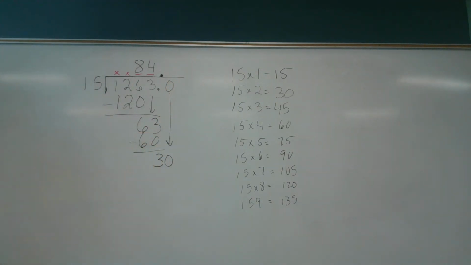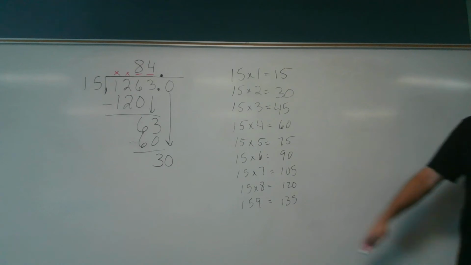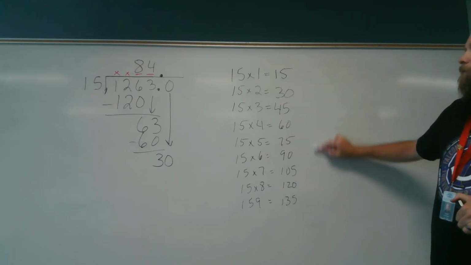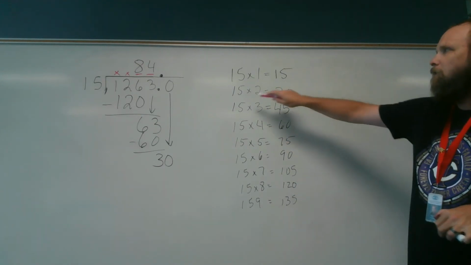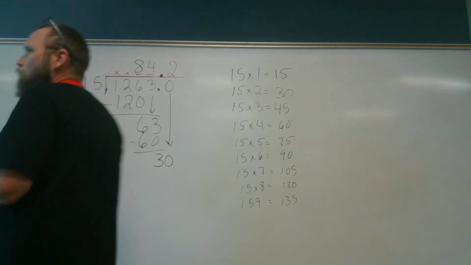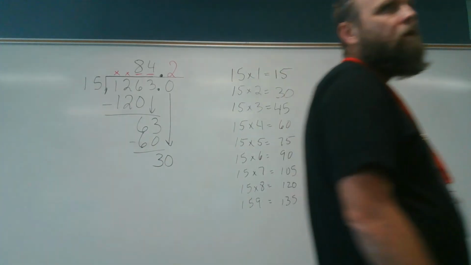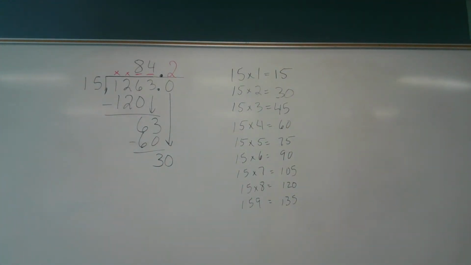And it'll go on forever. Now, so I have 30 divided by 15. So Bassett, I want to get as close to 30 as I can without going over, and 15 times 2 is 30, so you would have gotten 84 and 2 tenths, or 84 remainder 3. If you multiply 84 times 15, you would get 1,260. Yes. And then you add the 3. You're right.